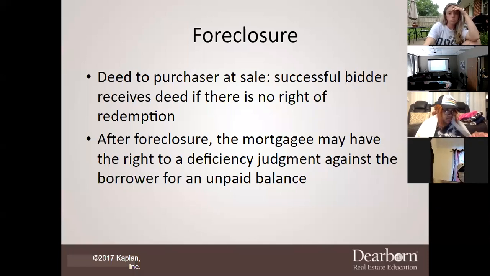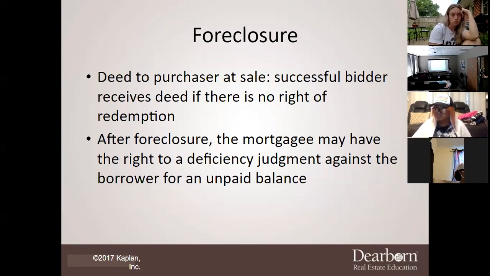There's also a deed to purchase at sale. It's where a successful bidder receives the deed if there is no right of redemption. So it's being bid on. There's no redemption, so you don't have the right to get the property back if you were to go pay it. The successful bidder will get the deed. That's at auction. Yep, it's at an auction.